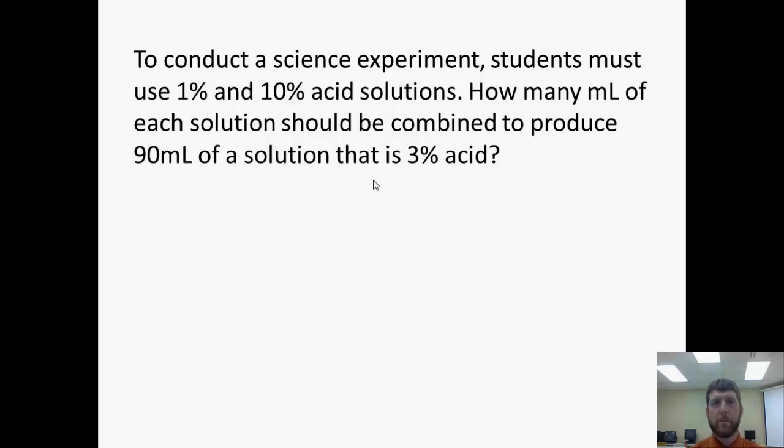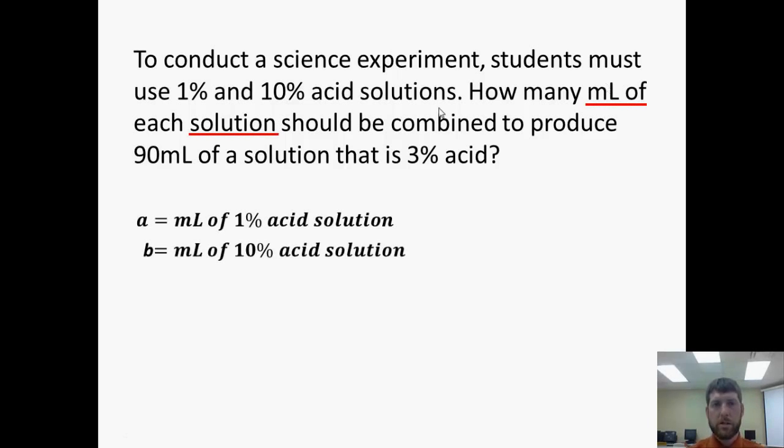Well, let's identify the variables so we can answer the question. How many milliliters of each solution? So that should be our variables. The milliliters of the 1% acid solution and the milliliters of 10% acid solution. Notice, very important here, that the units are not milliliters of acid. It's milliliters of solution that happens to have this much acid in it, and milliliters of a solution that happens to have that much acid in it. It's not milliliters of acid. It's milliliters of a solution with acid in it. And the 1% and 10% are just telling you how much of each of those is acid.